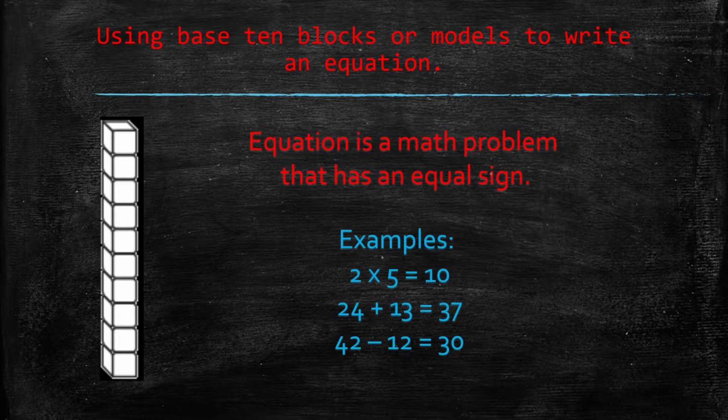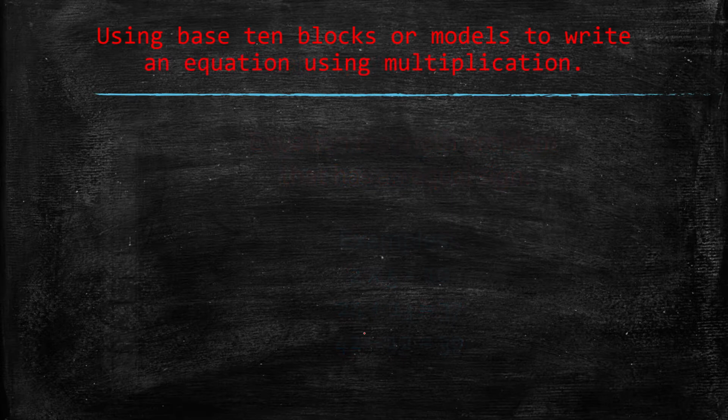To give you a couple examples here, you've got 2 times 5 equals, there's your equal sign, 10. 24 plus 13 equals 37. 42 minus 12 equals 30. So remember, an equation has an equal sign. The one that you all will see that goes along with that is an expression. Those do not have an equal sign.